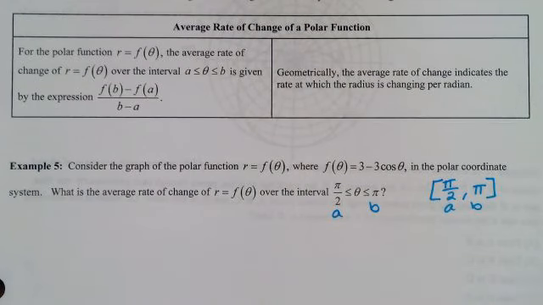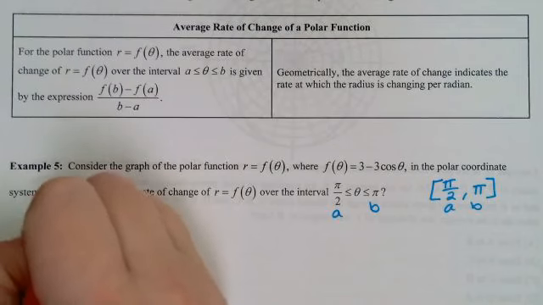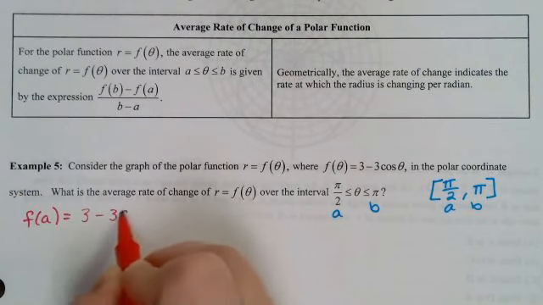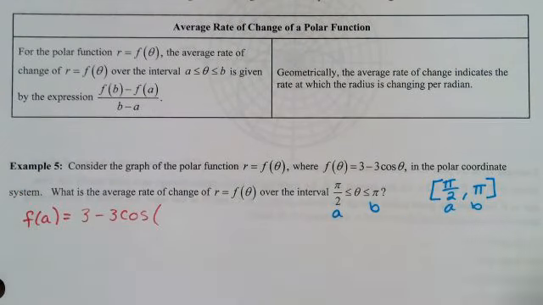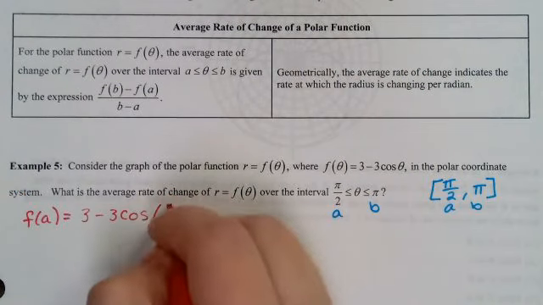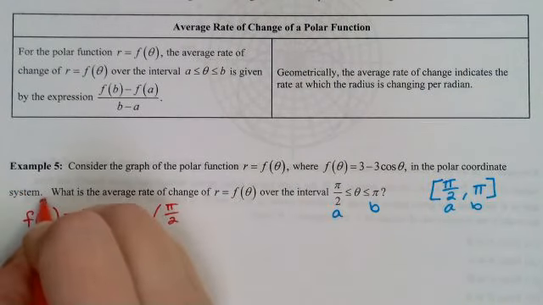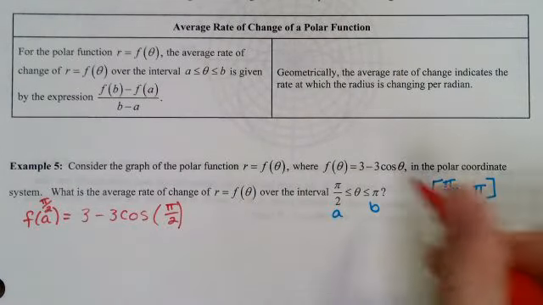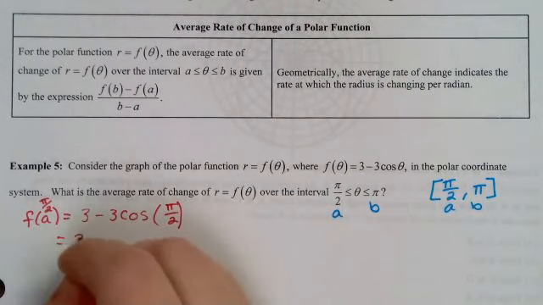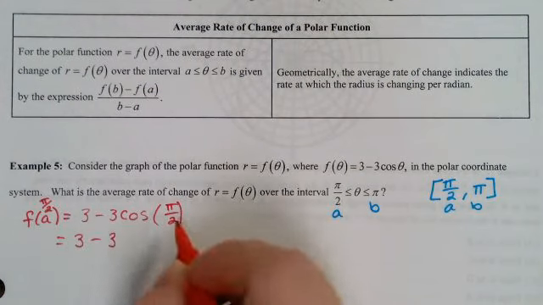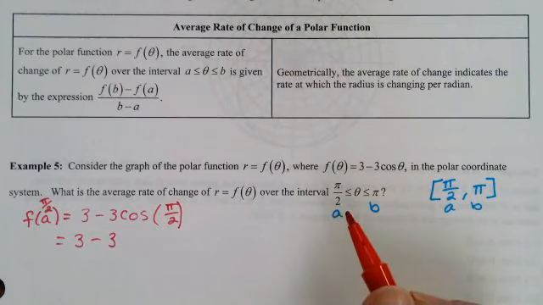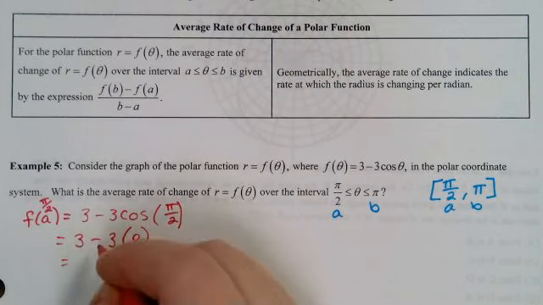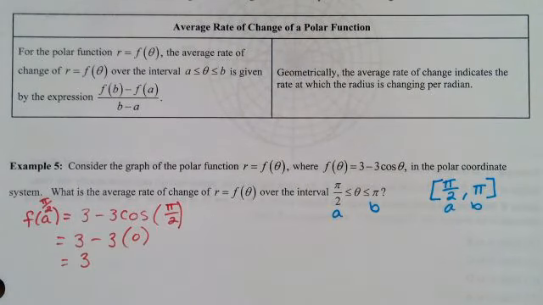So f of A, that would be me plugging into this formula, 3 minus 3 cosine of my A value, pi over 2. So we're plugging in the A value where theta goes. Then just clean it up. 3 minus 3 cosine of pi over 2. You've got to think of where pi over 2 is. And what is cosine there? It is 0. 3 minus 3 times 0 should just get 3.